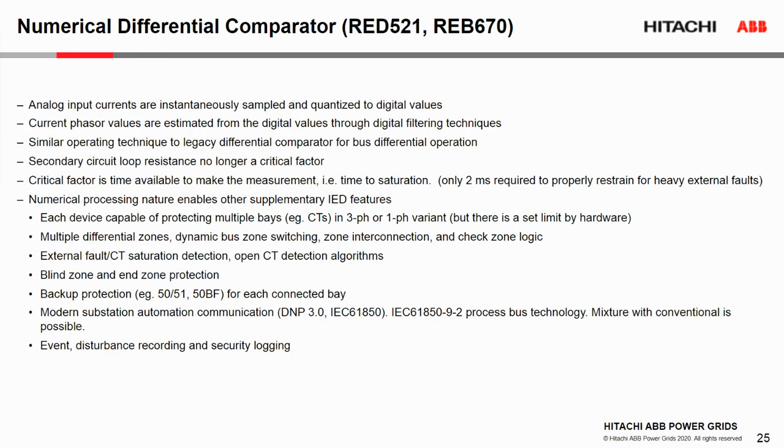Numerical processing nature enables other supplementary IED features such as multiple differential zones, dynamic bus zone switching, zone interconnection, check zone logic, CT saturation detection, open CT detection, blind zone, end zone protection, backup protection for each feeder connected, such as 50/51 overcurrents, breaker fail, and modern substation automation communication features using DNP3, 61850. Some vendors' relays support 9-2 process bus technology, a mixture with conventionally connected analog CTs or with 9-2 process bus sampled values, are supported. Also disturbance recording and security logging. Now, these are all common features for modern numerical IEDs.